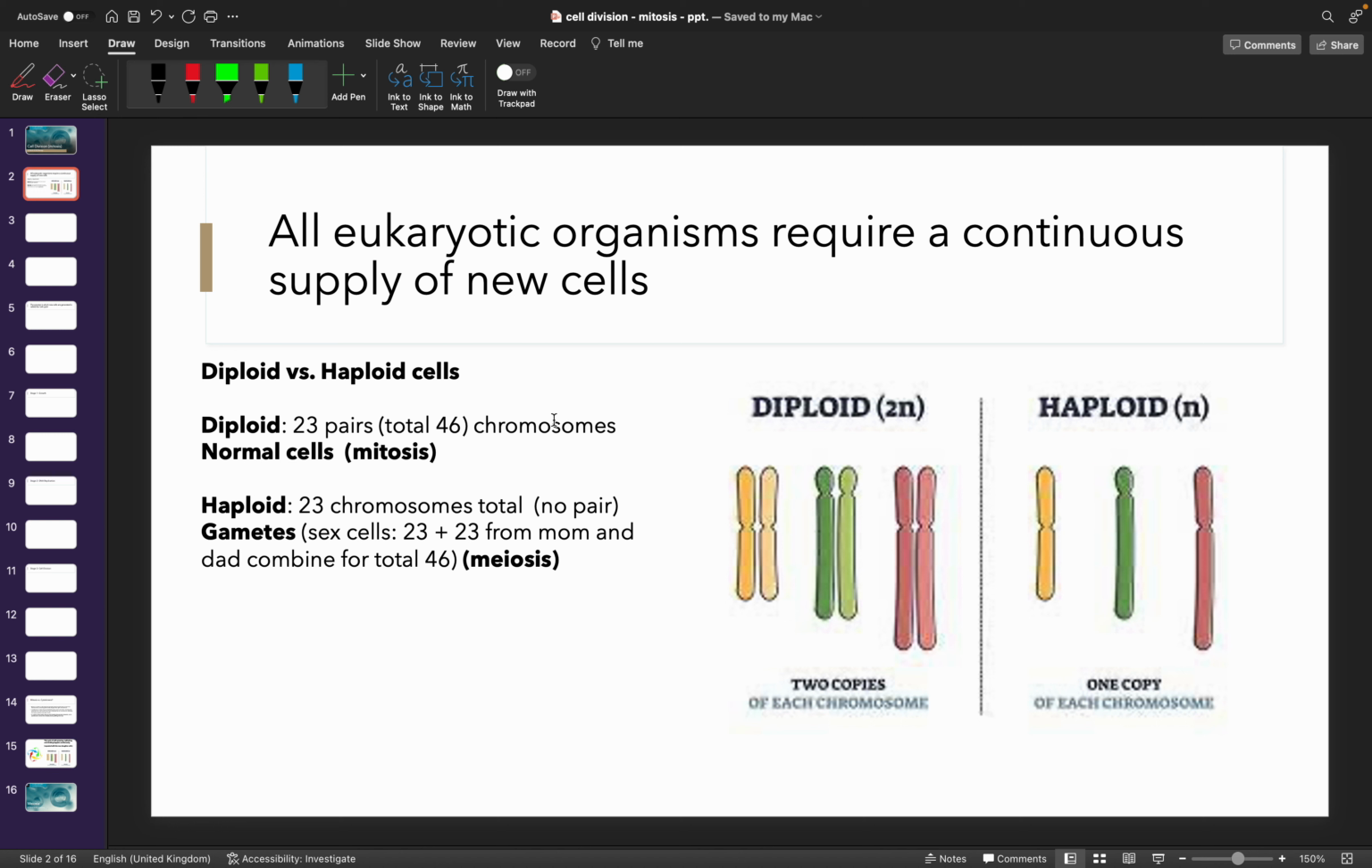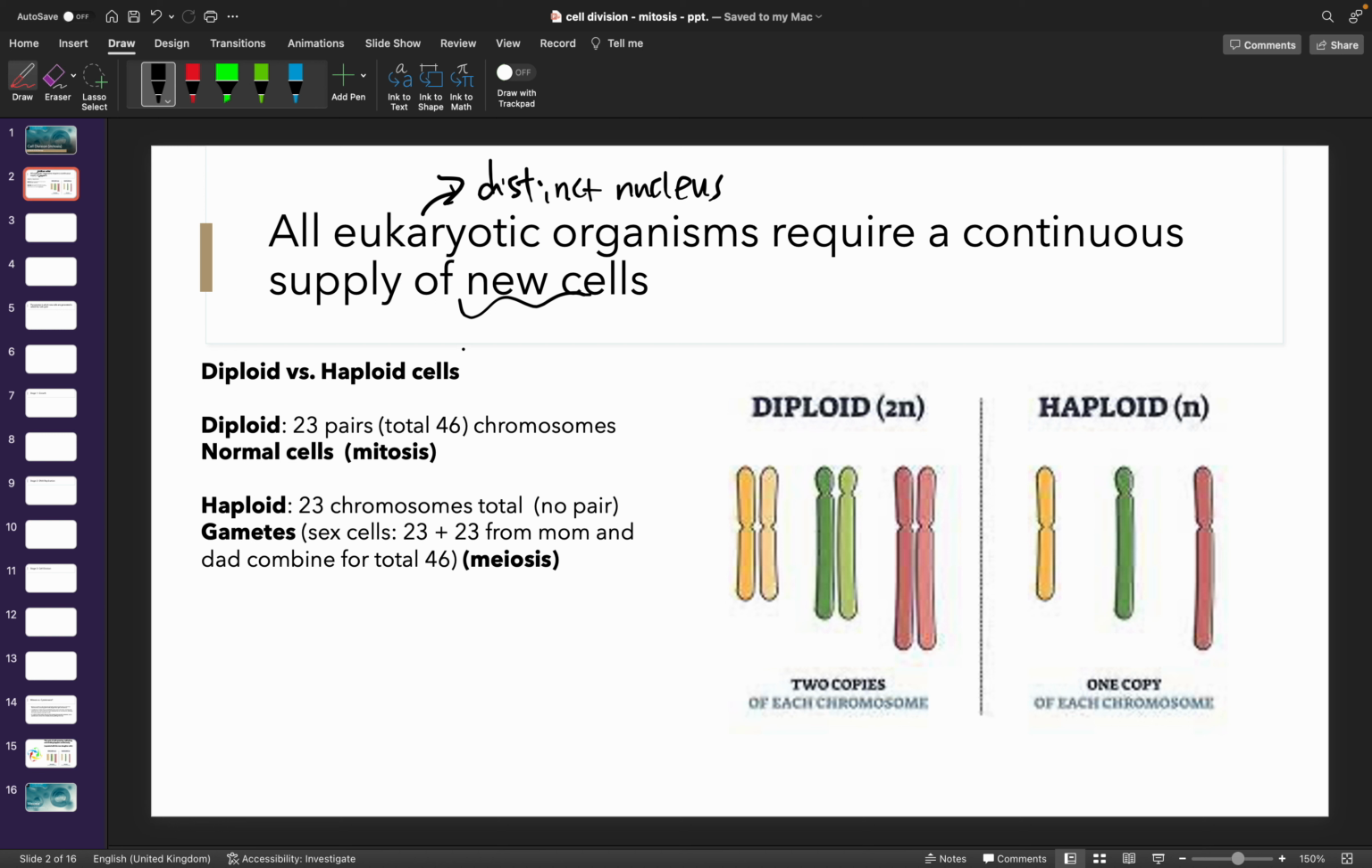So mitosis is basically the concept that as eukaryotic organisms, we all need a continuous, constant supply of new cells. Eukaryotic basically just means cells that have a distinct nucleus, like us humans. So all eukaryotic organisms, including humans, require a continuous supply of new cells. The key term is new cells.